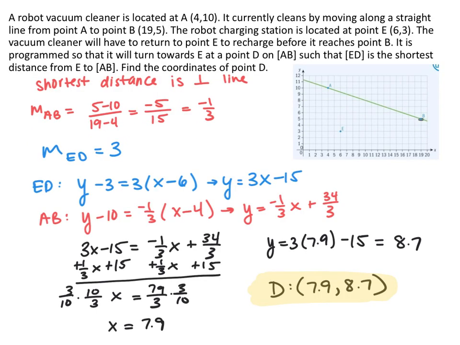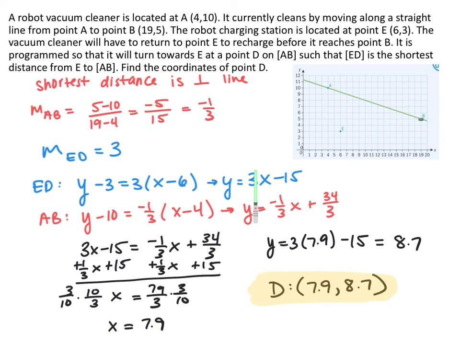The way that I did it was, after finding the two slopes, I wrote the equation of the two lines. Given the slope of ED was 3 and point E is (6, 3), I wrote the equation of the line y minus 3 equals 3(x minus 6), and then I simplified it into slope-intercept form, so y equals 3x minus 15. For the line AB, I took the slope of -1/3 and point A, plugged it in, and got y minus 10 equals -1/3(x minus 4). Again, I simplified it into slope-intercept form and got y equals -1/3 x plus 34/3.